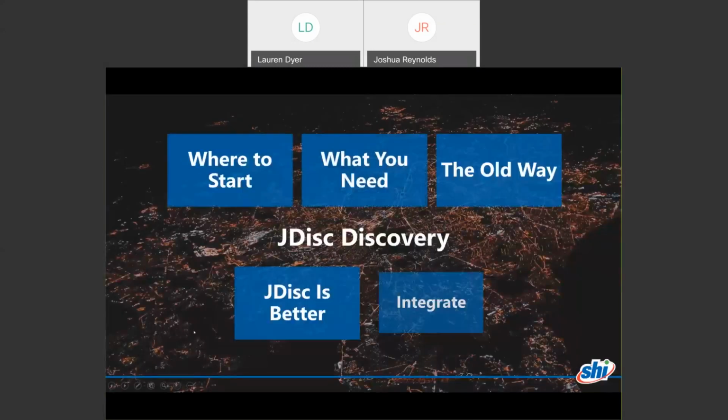So here's what we're going to talk about today. We just talked about where to start. We're going to look a little bit at the types of data that we need for different types of activities. We're going to very quickly examine what I'm calling the old way, which is the more traditional multi-source way of doing asset discovery. We're going to talk about why JDisc is better and what it does, and then have a very loose conversation about how we integrate this data into our existing practices.